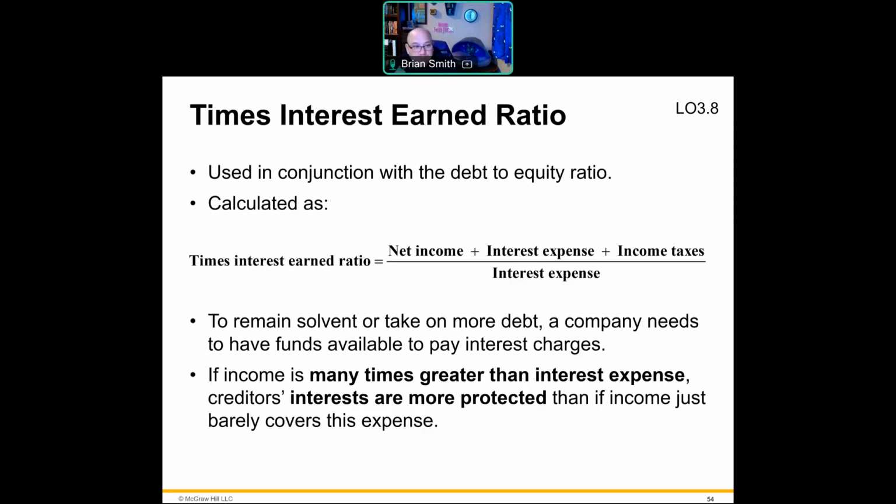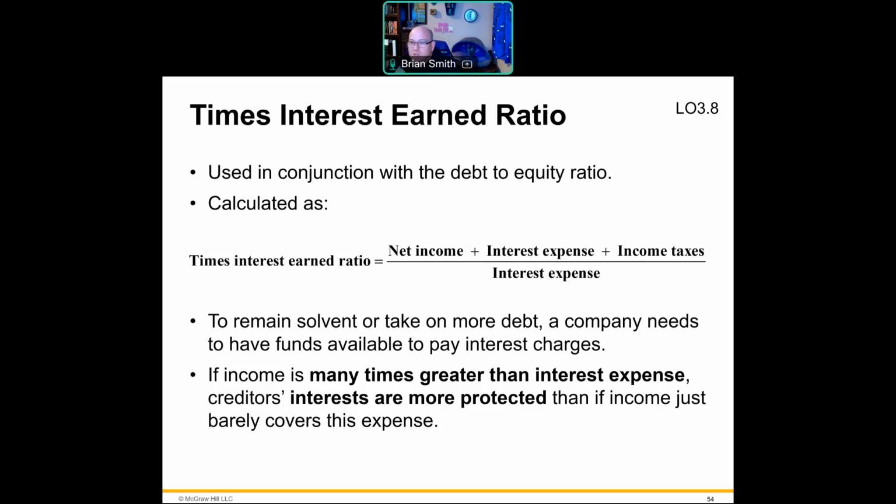Times interest earned ratio. All we're looking at here is how much we're turning over, how much we're getting to cover interest, so that our creditors are more protected. The creditors really care about this. So we're going to take our net income plus our interest expense plus our income taxes, and divide that by our interest expense.